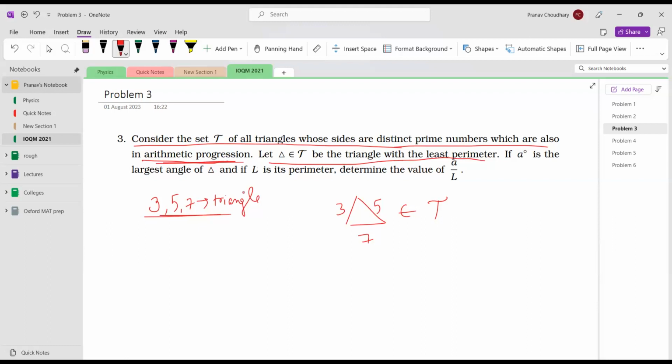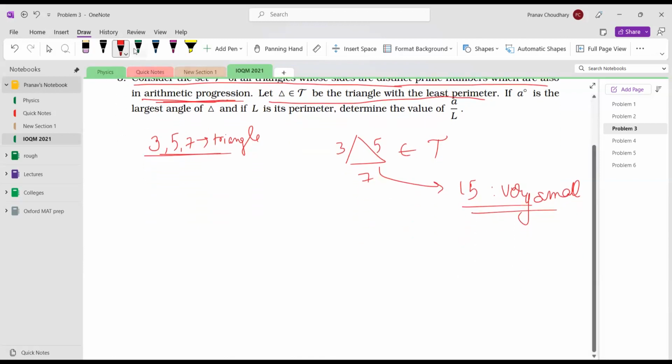Okay, let's read further. Let delta belonging to T be a triangle with least perimeter. So we are talking about delta, and we have to find the triangle with least perimeter. The perimeter of this triangle is 15, which is very small already. Intuitively, this should be clear that this is probably the triangle with the least perimeter. But if you're still not satisfied, you can try to manually find another triangle. You can take other prime numbers smaller than 15, obviously, and try to form a triangle with perimeter less than 15.